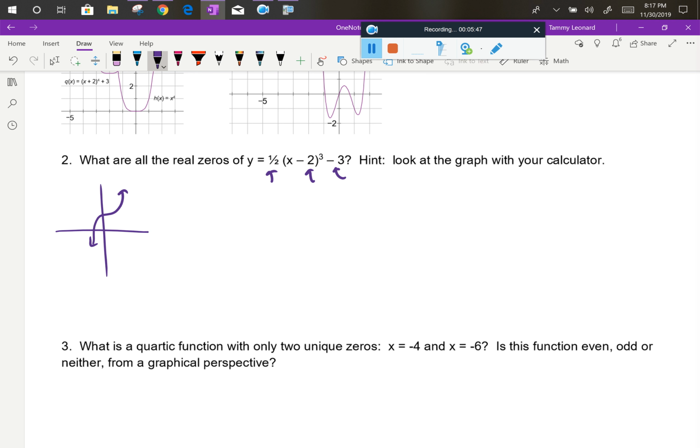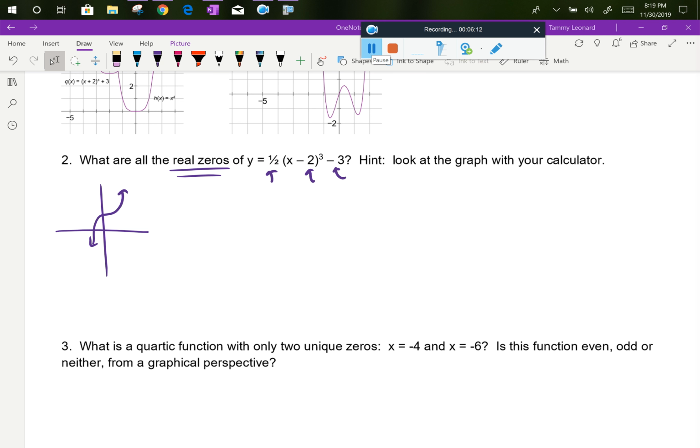So when I'm looking at this and I'm being asked about real zeros, I should only expect to see one of them happening. Now I can't obviously tell what that one is by looking at this particular form of the equation. I could multiply it out and then maybe try P's and Q's, but we've got a little hint here that tells us to take a peek at the graph with the calculator. So let's grab our graphing calculator and do that.